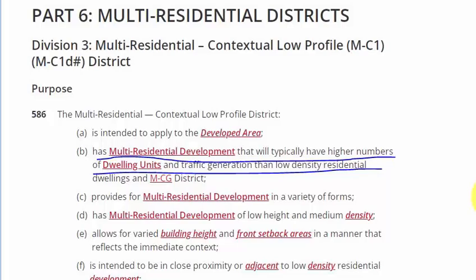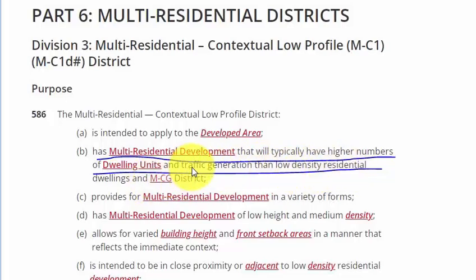Now, I want to talk a little bit about the zoning of this property, and as always, nothing is guaranteed. You'd have to check with the city, but this is what I know from my checking thoroughly on the city's website. This is MC1 land, and it's important to note that both properties on either side are high density, one being an apartment with a separate entry. So, multi-residential development that will have higher numbers of dwelling units and traffic generation than low density residential.